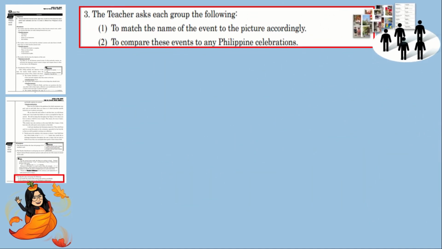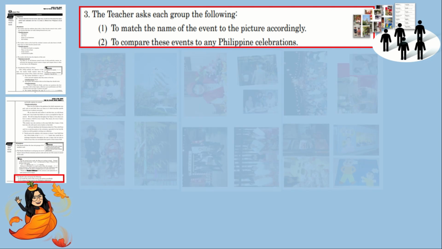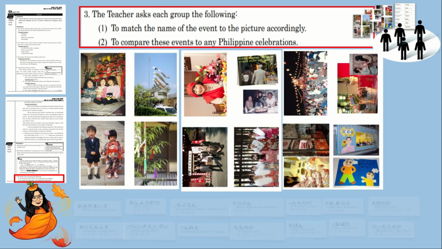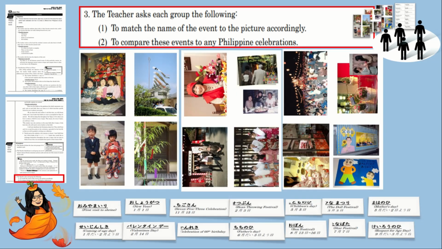For each of the groups, they're going to do this task, ichi, to match the name of the event to the picture accordingly. So they have the miniature pictures and the names. So they are going to match that. Followed by, they are going to compare these events to any Philippine celebrations.